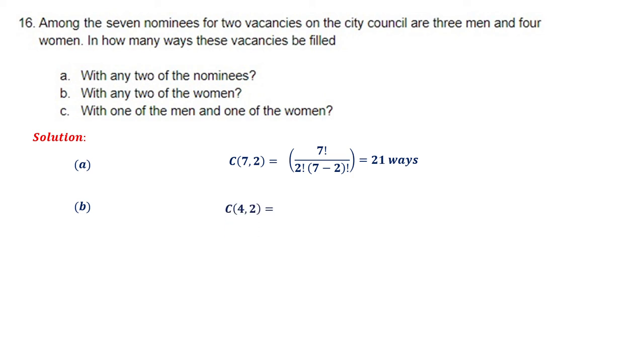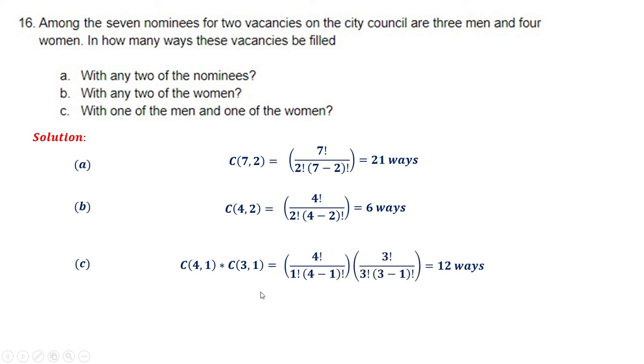Next. 4 yung women natin, di ba? And then, 4 factorial over 2 factorial times (4 minus 2) factorial. That is 6 ways. Ayan. Yung men natin ay 3, babae natin 4, tas isang lalaki at isang babae. Di ba? So, 4 factorial over 1 factorial times (4 minus 1) factorial, multiply 3 factorial over 1 factorial times (3 minus 1) factorial. So, we have 12 ways. So, yan yung ating ways.